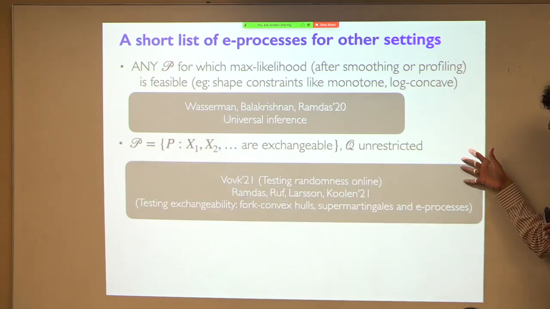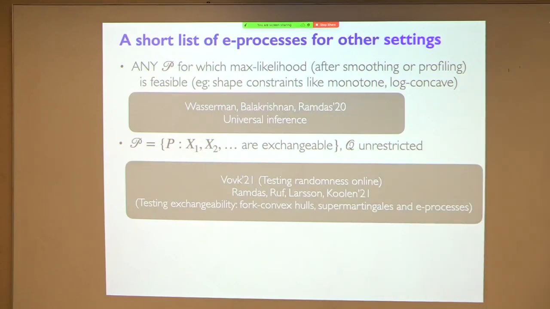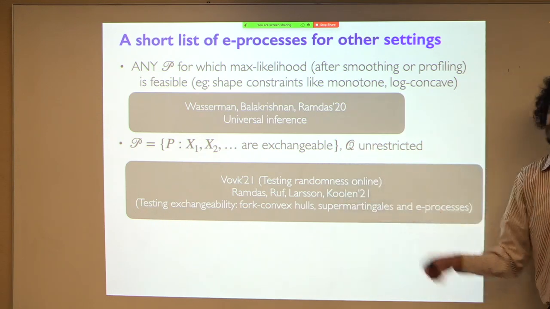Here's actually a very interesting one. The pre-change data, all I claim about it is that it's exchangeable. It's a very rich class. I'm not saying anything else about it, nothing else. I don't even know the domain. It's just some exchangeable data. So script P is a super rich class and script Q is unrestricted.